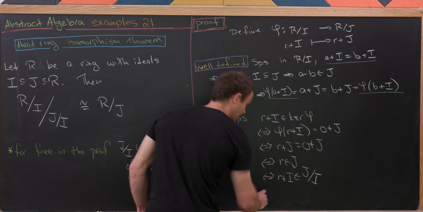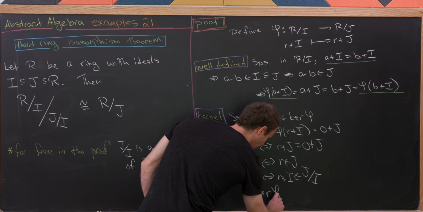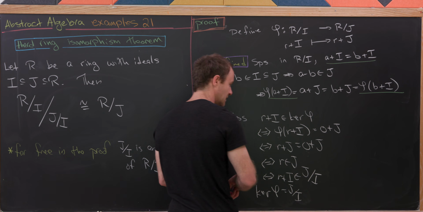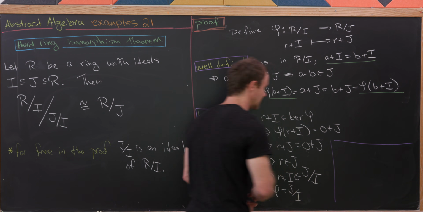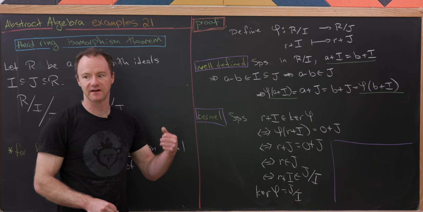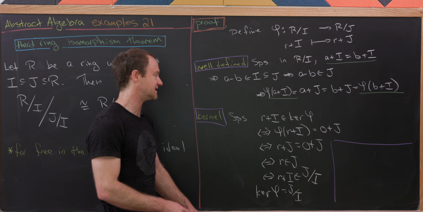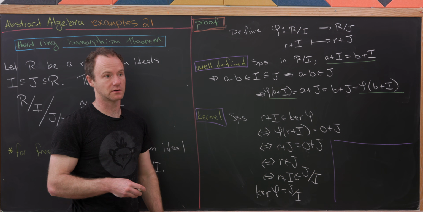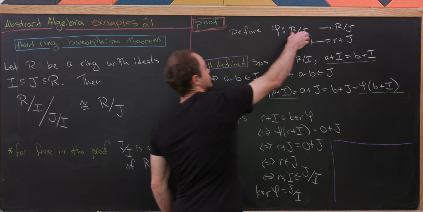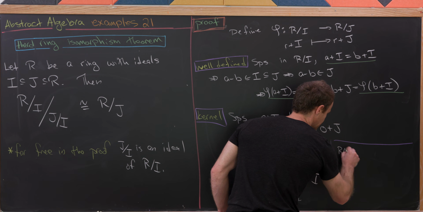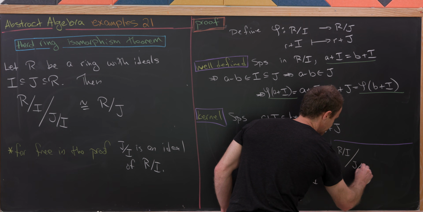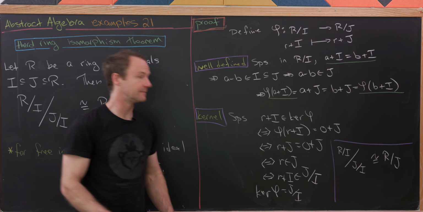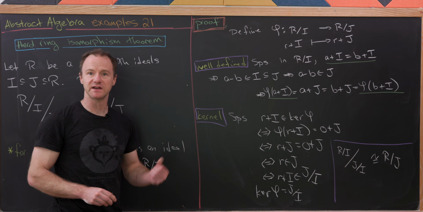But now, since these are all if and only if statements, we have now the kernel of phi is equal to J mod I. But that's exactly what we need, because now we can apply the fact that the domain mod the kernel is isomorphic to the image. So the domain is R mod I here, mod the kernel, which we just showed to be J mod I, is isomorphic to the image, which is R mod J. And we've done it. Okay, let's move on to some other examples.